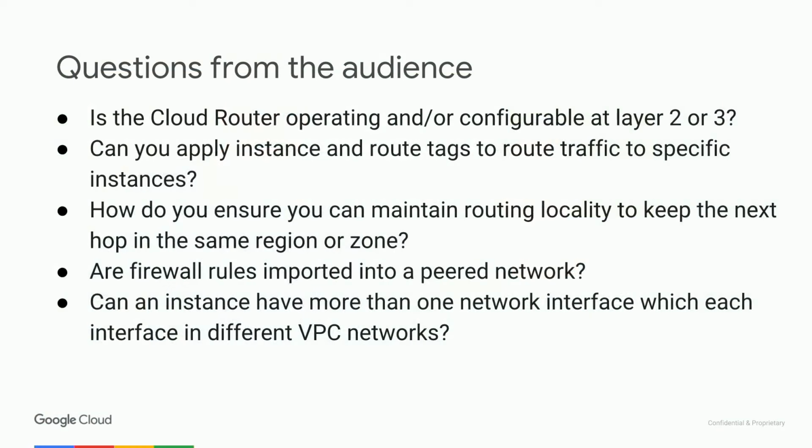Okay, so you can map using tags. The next question is, how do you ensure you can maintain routing locality to keep the next hop in the same region or zone? So routing locality is a complex piece of the puzzle, right? This is like, where's your interconnect versus where are your subnets? This gets into the topic of where you put your ILBs and things like that, right? So it's really about understanding where you've provisioned things, and then setting up the routes to route appropriately to them, right? So for example, if I have an interconnect in the east, and I only want the subnets in my east region to flow through that interconnect, I probably wouldn't use global routing, right?